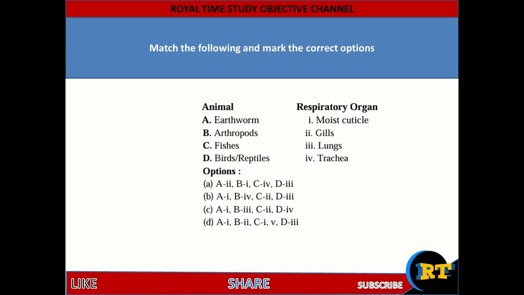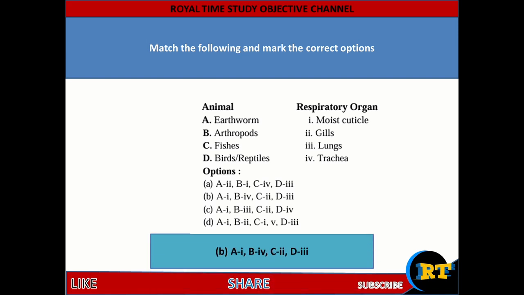Match the following and mark the correct options. Here, animals, earthworm, arthropods, fishes, birds and reptiles. Respiratory organ, moist cuticle, gills, lungs and trachea. Here are the options. And the correct answer is option number B. Now let's move to the next question.